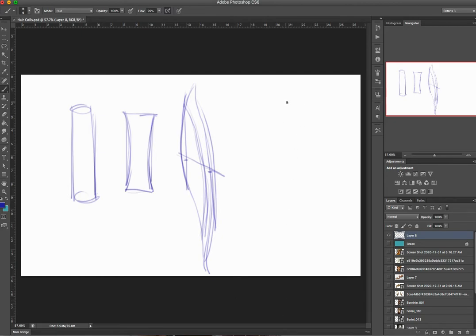So you have this shape, which can form a leaf. It can also form an arm, or a forearm.